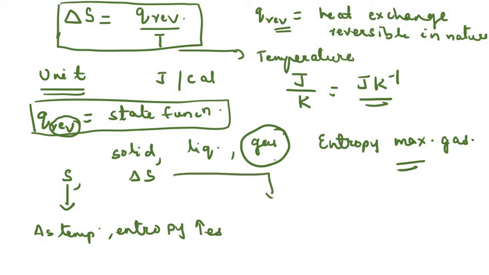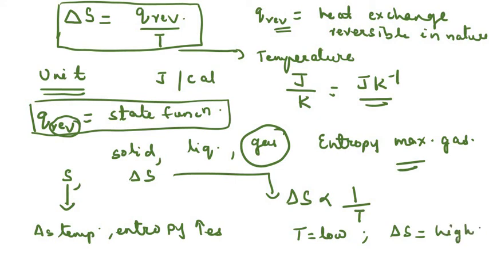But what about the change in entropy? From this formula, you can see that the change in entropy is inversely proportional to what? Temperature. So, if our temperature is low, what happens? The change in entropy will be higher, and vice versa. That is, if temperature is high, the change in entropy will be lower.